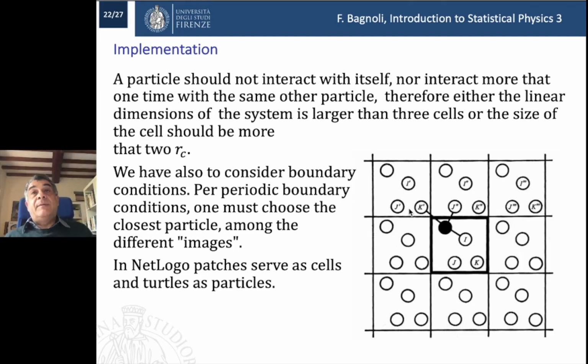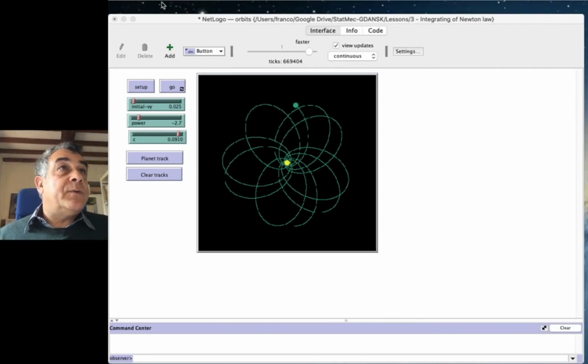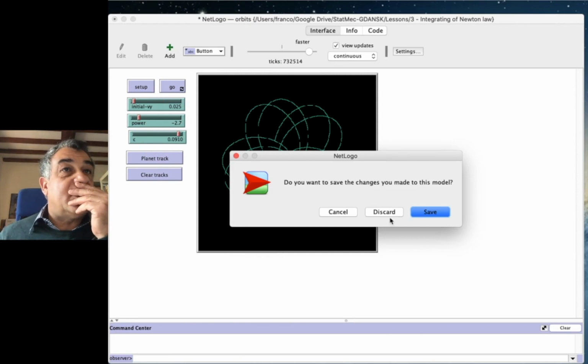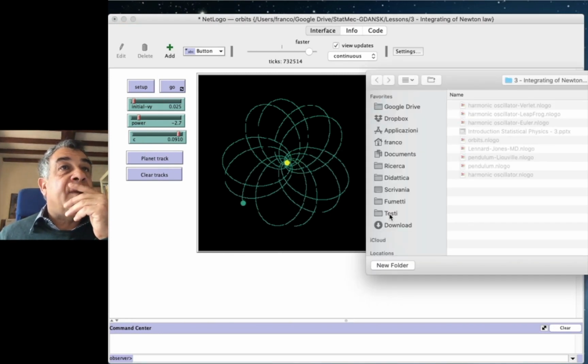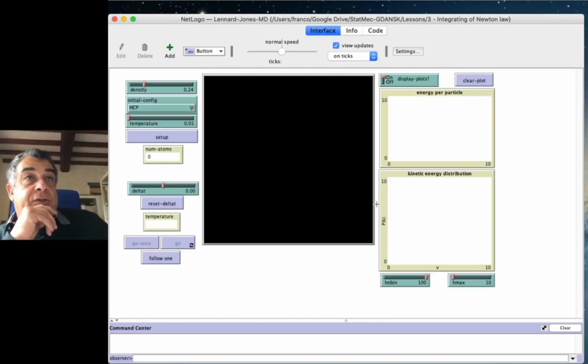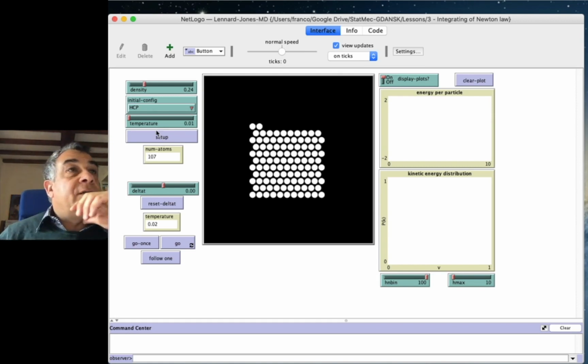But this is a problem only for periodic boundary condition. We can use a fixed boundary condition, and so we do not have this problem. So let's go to the simulation. We can open the Lennard-Jones molecular dynamics simulation, and okay, we can.